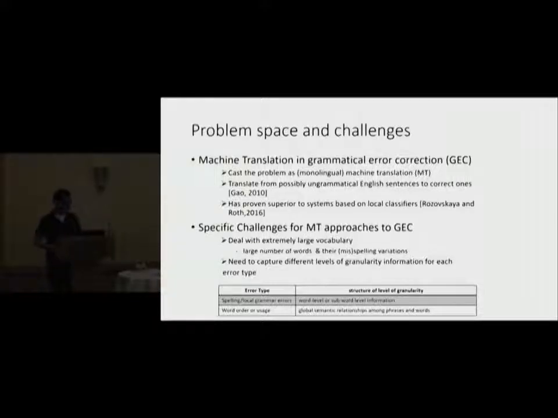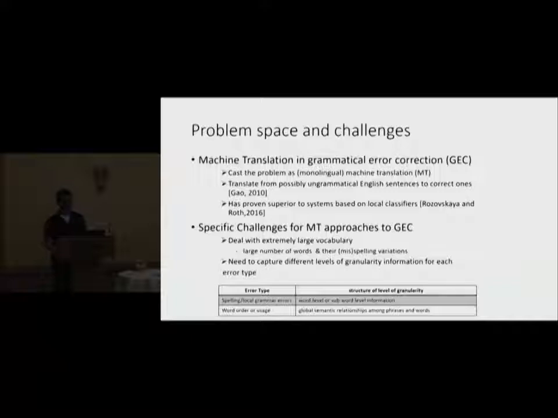So in terms of the problem space, as you know, the GEC basically casts the problem as machine translation. The translation happens from the ungrammatical English sentence to the correct one, based on the Gao paper in 2010, and it has also been proven superior to the system based on the local classifier with Rozovskaya and Roth.